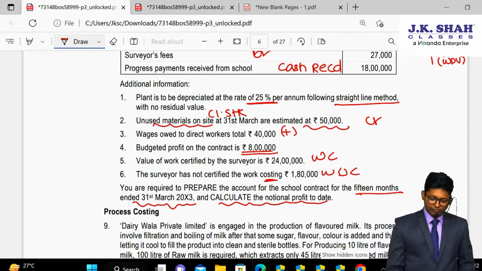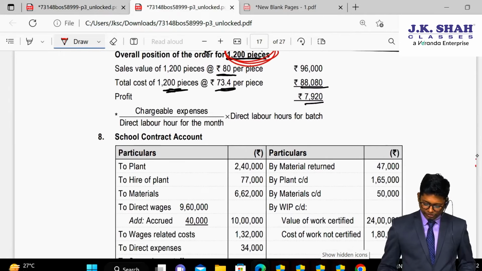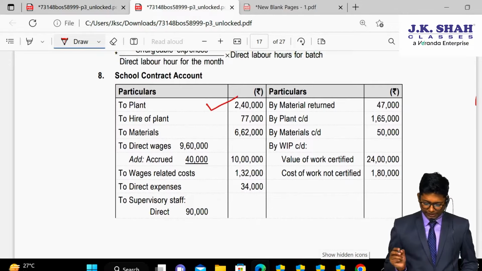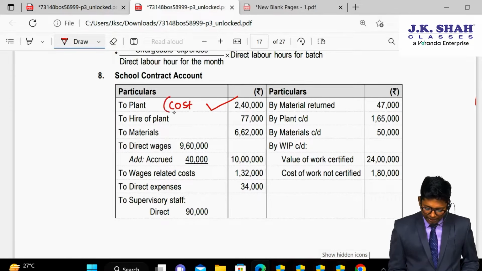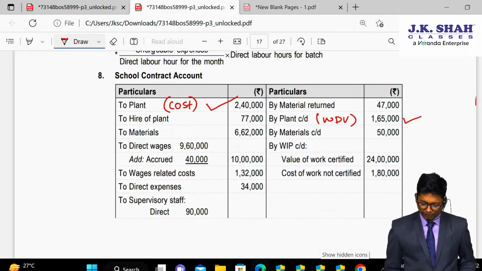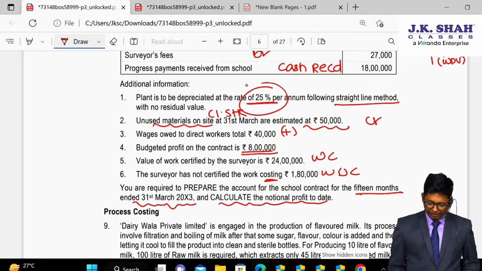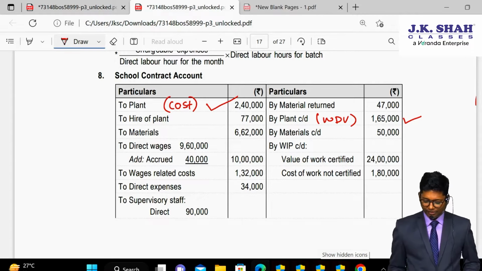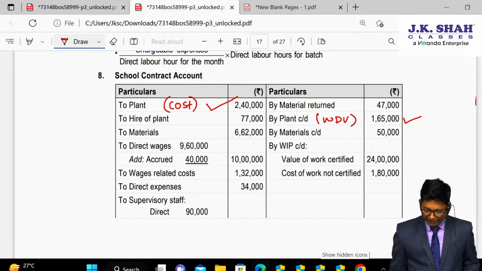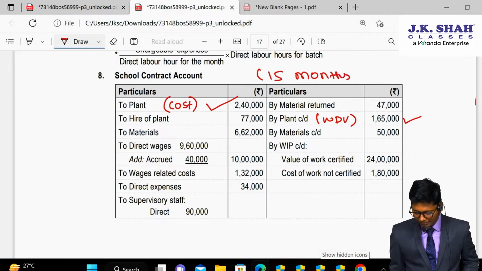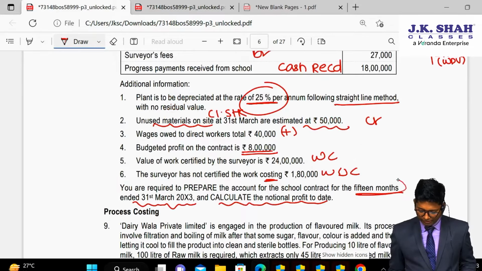Now you need to prepare contract account in a horizontal form, and if you check the horizontal contract account here, very first on the debit side plant is given. This is the cost of the plant, and after cost of the plant on the credit side, this one is the WDV of plant. Now if you check the depreciation rate, it is 25%. So 2,40,000 minus 25% will give you 1,80,000. So 1,80,000 is 1 year's depreciation. Try and understand, you are preparing contract account for 15 months, correct? This is the requirement of the question. You can say 15 months.